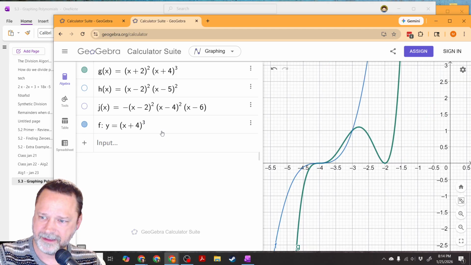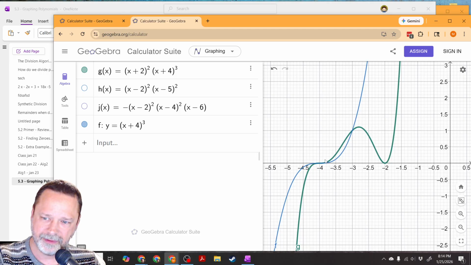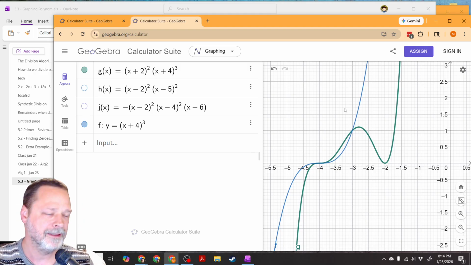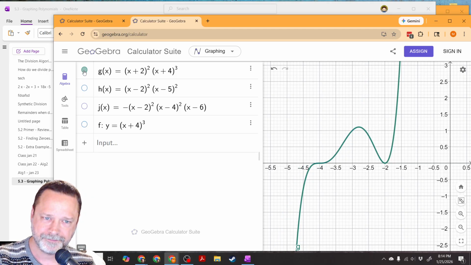And so you get that shape right around here. It kind of takes over when you're really close to that value. So -4, what makes this 0? This is going to control the shape right around that area. And that's the way I remember these kinds of things. So let's take a look at some other ones, okay?